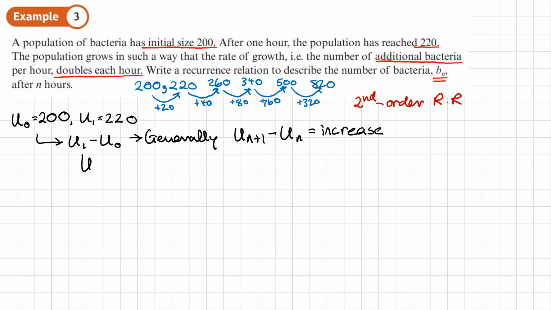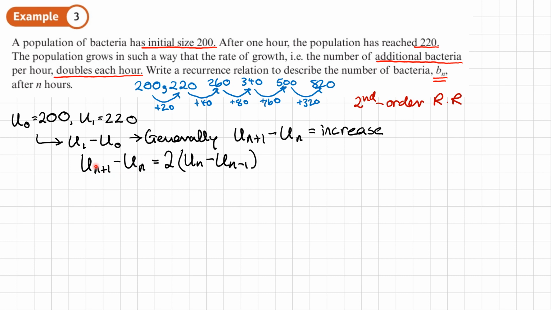So the increase between these two terms, these two general terms, is going to be equal to double the increase of the sort of, not the previous two terms, but like the last two. Okay, and the last two, if we write that in terms of un and un minus 1, will be this.